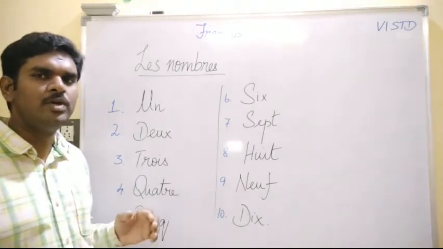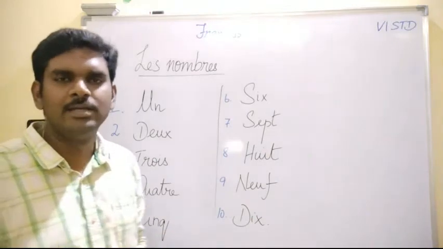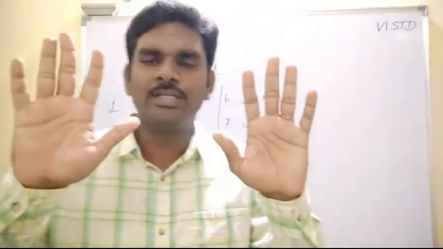Okay. Now we'll do this from 6 to 10. So once again, take your fingers. Keep your fingers like this. Now keep 5 plus 1. Six, sept, huit, neuf, dix.